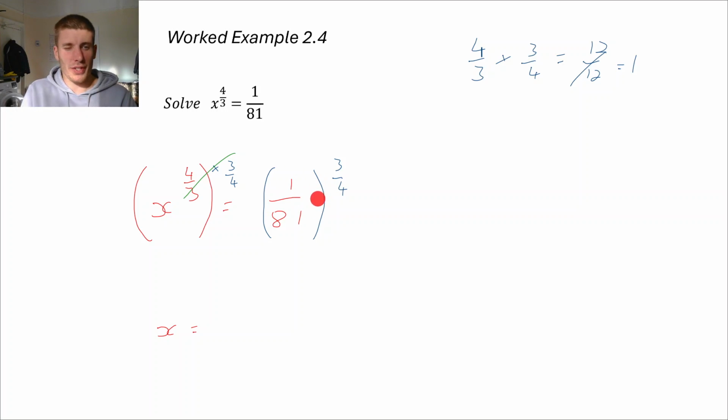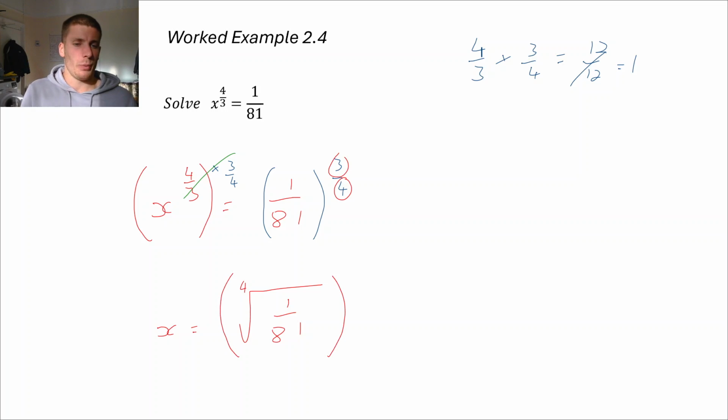And we learnt from the previous video, right, fractional power means you're rooting. So we are rooting 1 over 81. The root that you take is the denominator of the fraction, so the 4th root, and then you put all of that to the power of your top number, which is 3.